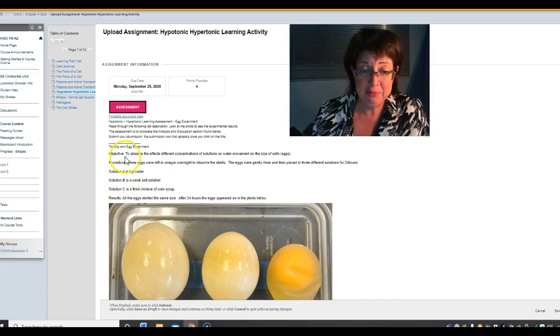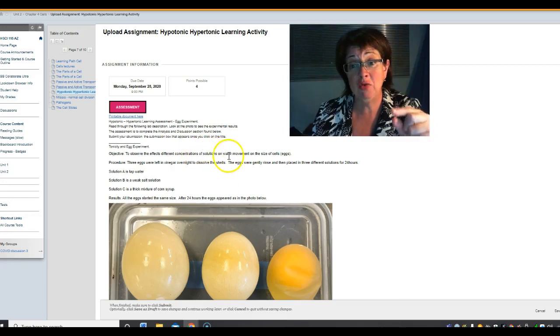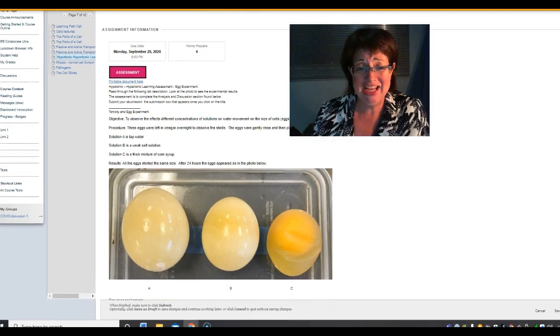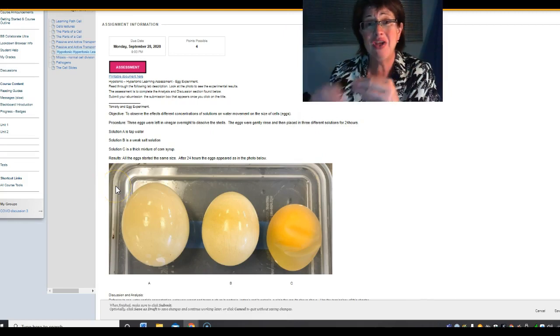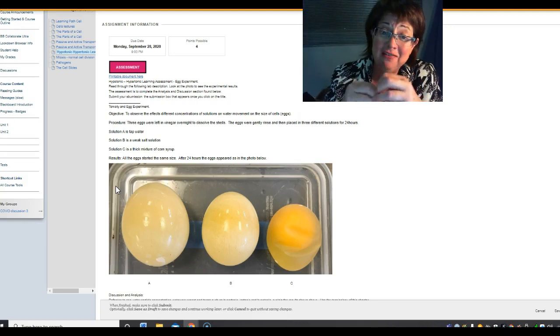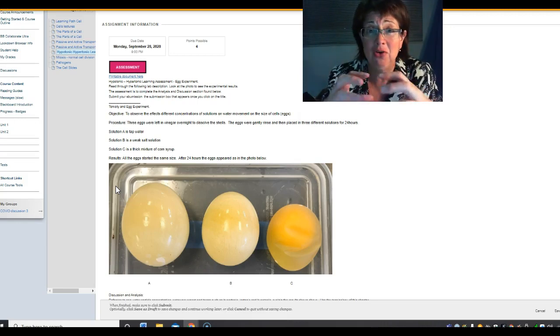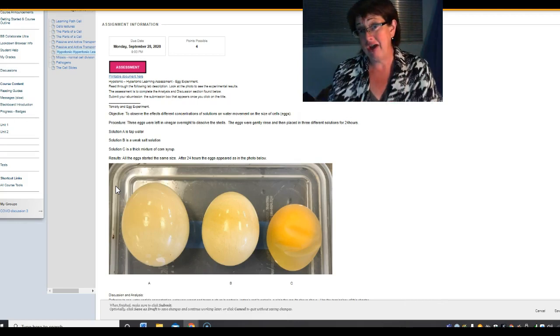And the experiment is to observe the effects of different concentrations of solutions on water movement on the size of cells. And the cells we're using here are chicken eggs. So what happened is, to begin with, 3 identical chicken eggs were taken, and then they were put in vinegar overnight. By putting them in vinegar overnight, it dissolves the shells, and that gets rid of the outer covering, allowing for the cell membrane to be the outer covering.